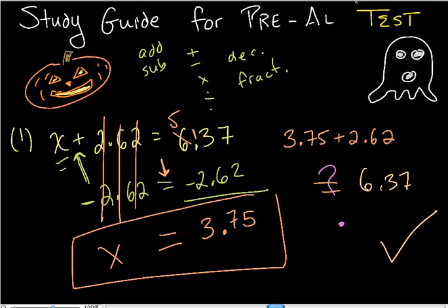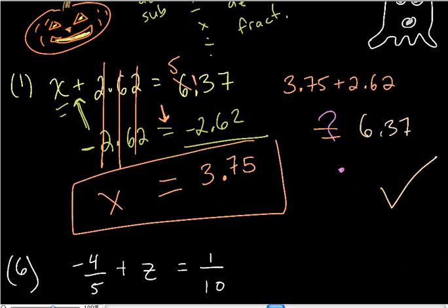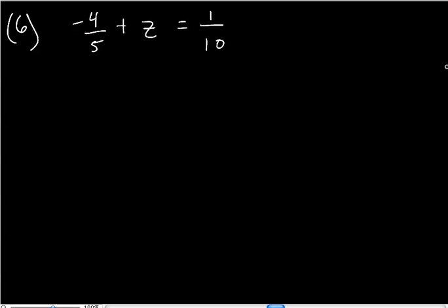Okay, next one. Alright, we'll take a look at a fractional problem here. Okay, so I have negative 4/5 plus z equals 1/10. Alright, well, let's replace those fractions with numbers that I know better. Let's just use the top number. So if I had negative 4 plus z equals 1, let's just say. I took out the bottom numbers because I'm just using this as an example right here, okay?